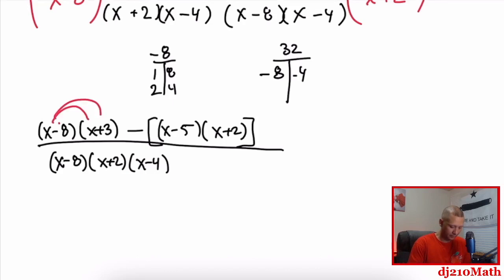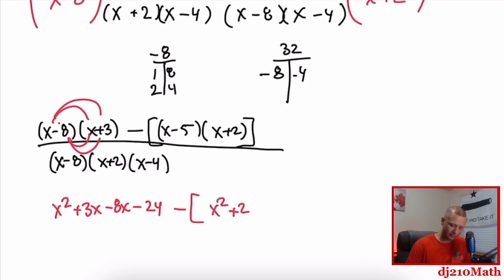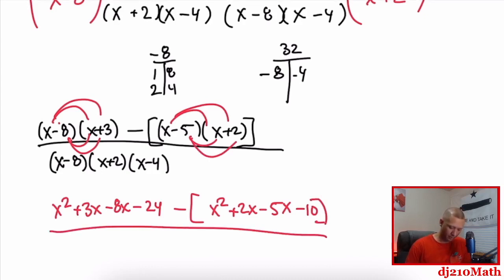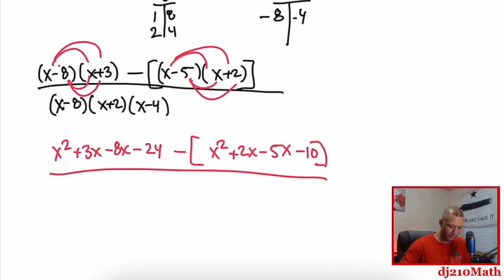Okay. FOIL, x squared plus 3x minus 8x minus 24, minus x squared plus 2x minus 5x minus 10. Right. All over the thing that's in the bottom.